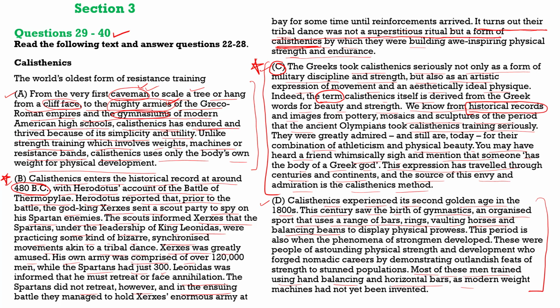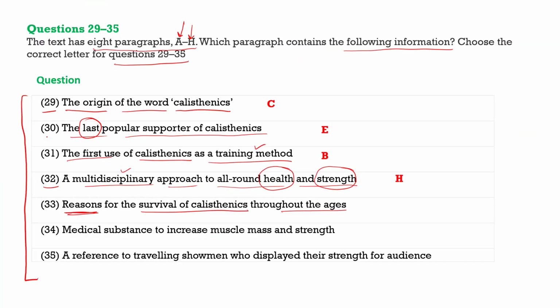Calisthenics has endured and thrived. Endured and thrived means it existed right from the cavemen, who scaled a tree or hung from a cliff face, to the army, to the gymnasiums of the modern American high school. I think this is the question: the reason for the survival of calisthenics throughout the ages. We have seen two or three examples of how calisthenics survived and traveled through the ages. The answer is paragraph number A.